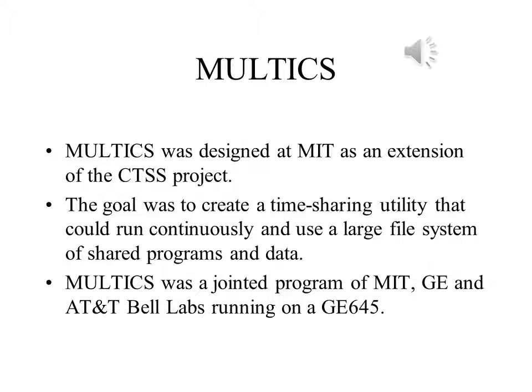MULTICS ran on a redesigned General Electric 635, which became known as the GE 645. The machine used a page segmentation memory system, a sophisticated memory management scheme, and a multi-level queue for scheduling CPU time. And the whole thing was written in PL1, all 300,000 lines of it. AT&T was also involved in MULTICS development, but dropped out in 1969.